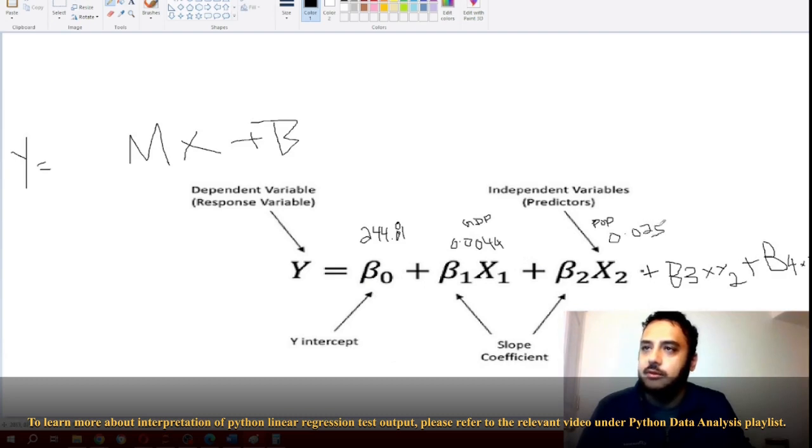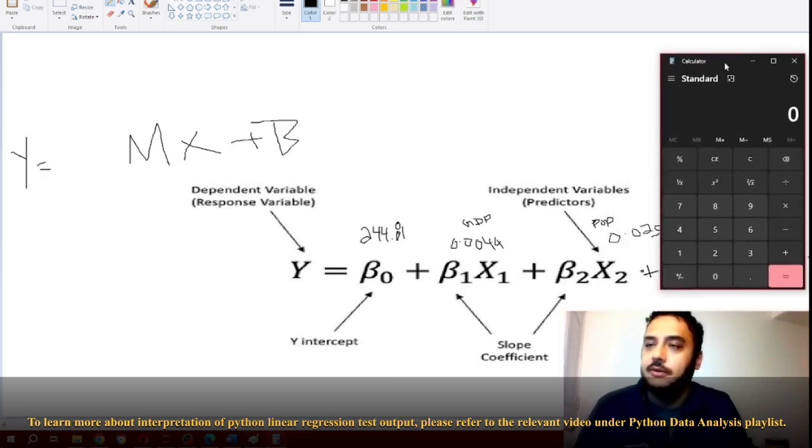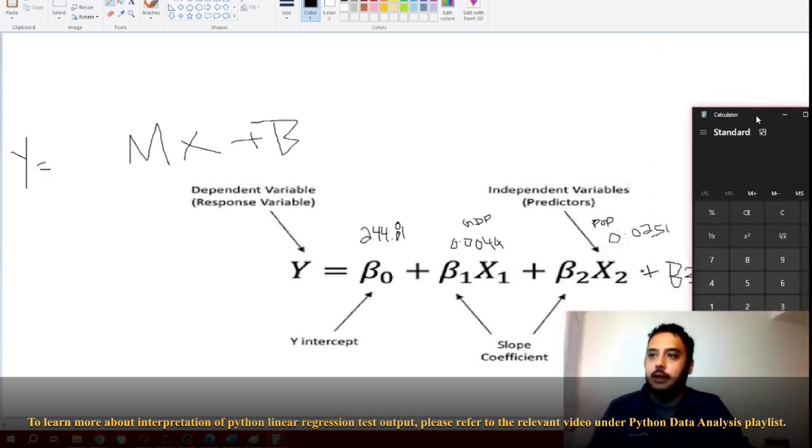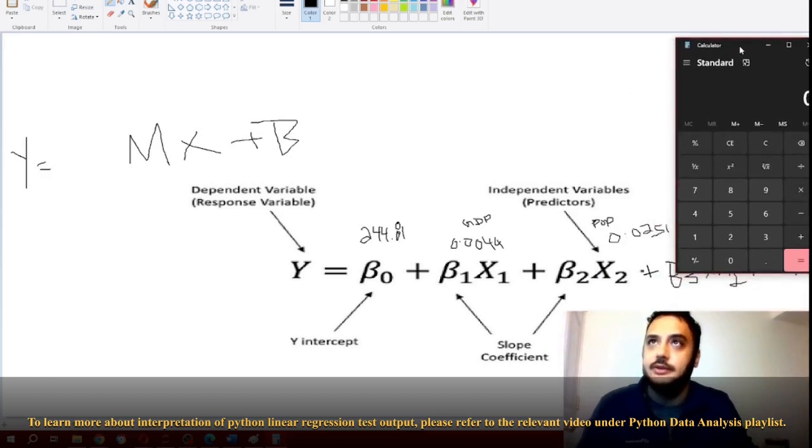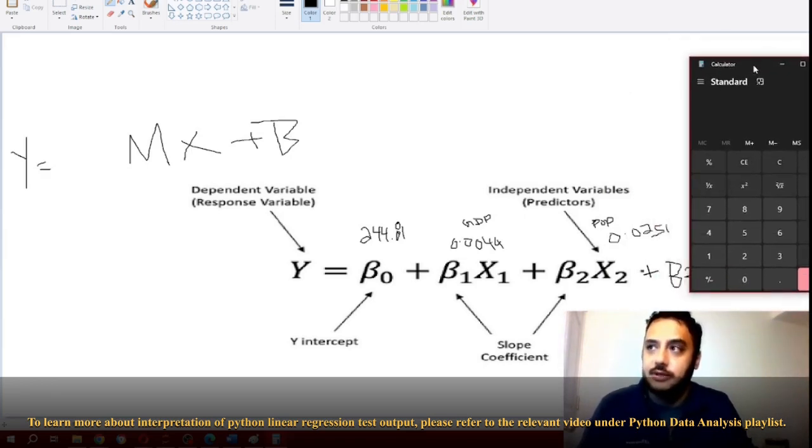Maybe I should just put one since I kept the fourth decimal here. So 0.025. All right, so the way it works is that once you have the slope coefficients designated, then you just need to plug those numbers into the equation, and that will spit out the dependent variable value for you.